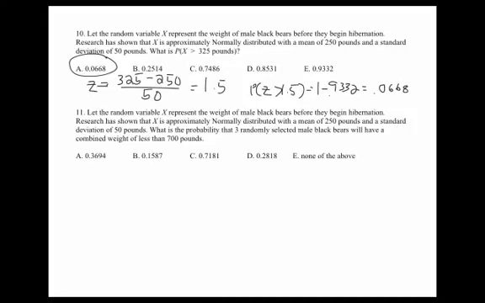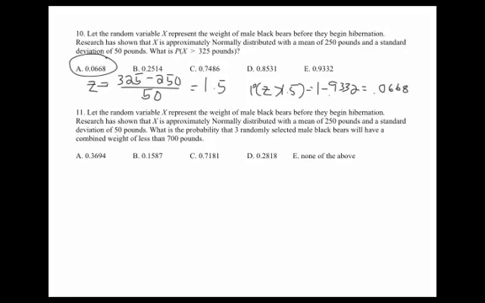10. Let the random variable x represent the weight of male black bears before they begin hibernation. Same mean and standard deviation, still normally distributed, but now we're looking for the probability that 3 randomly selected male black bears have a combined weight of less than 700 pounds.